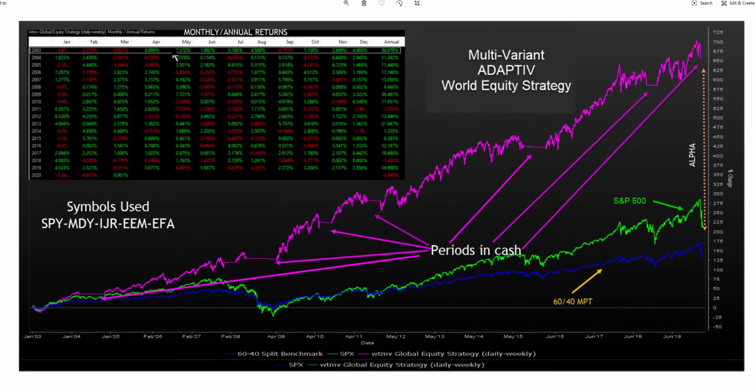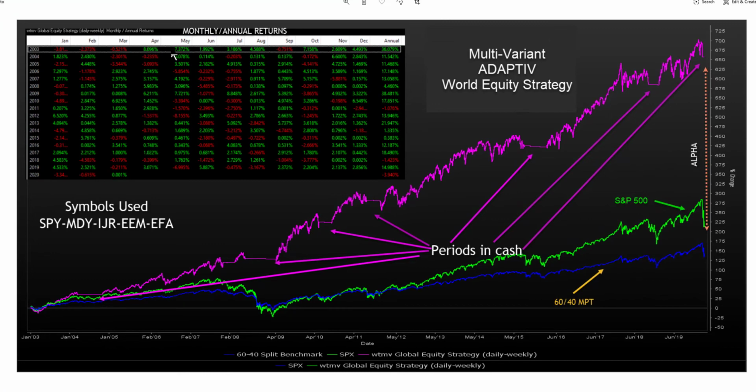I hope this helped to explain how this works, and it's easy to access. If you're a Portfolio Expert subscriber, you go to the Premier Portfolios, you select the WTMV Global Equity Strategy. There's one for net that has fees coming out. There's also a gross. You can use either one. The signals are the same. The performance just reflects with or without fees.